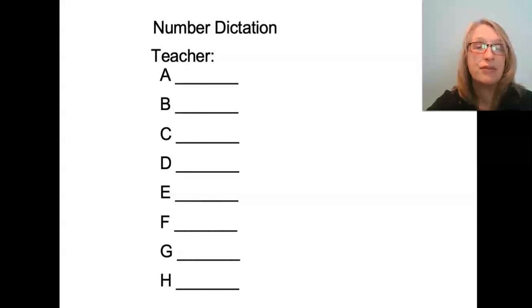50, 50, 50, 50, 50, 50, 50, 50. How many T did you hear? None, right? 50, 50. We heard the stress on the first syllable, so that T sounds like a D. 50, 50.